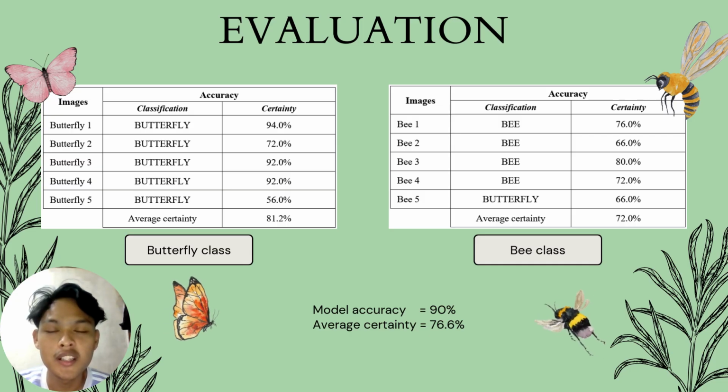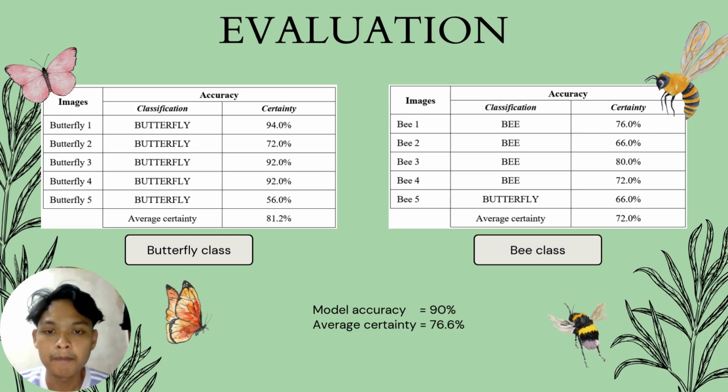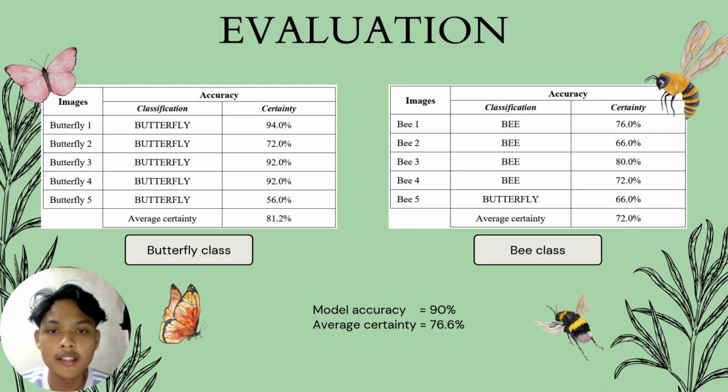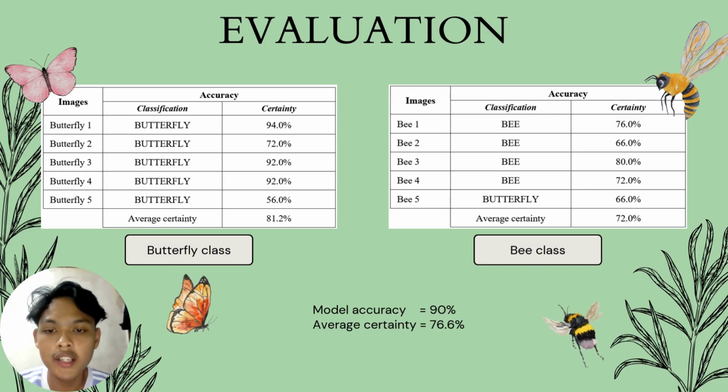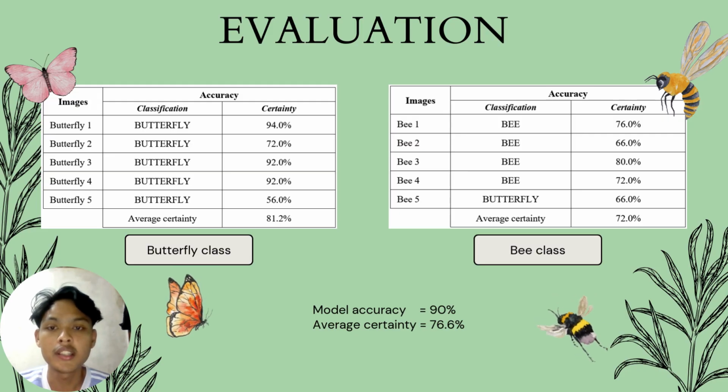My name is Muhammad Ali Shazwan bin Mustaqim, and today I will discuss the outcome that we obtained from our project. This is the summary after we finished the testing in the classification process. For each insect class, we tested 5 different images, and for the butterfly class, our model successfully identified all the butterfly images that we obtained from the internet.